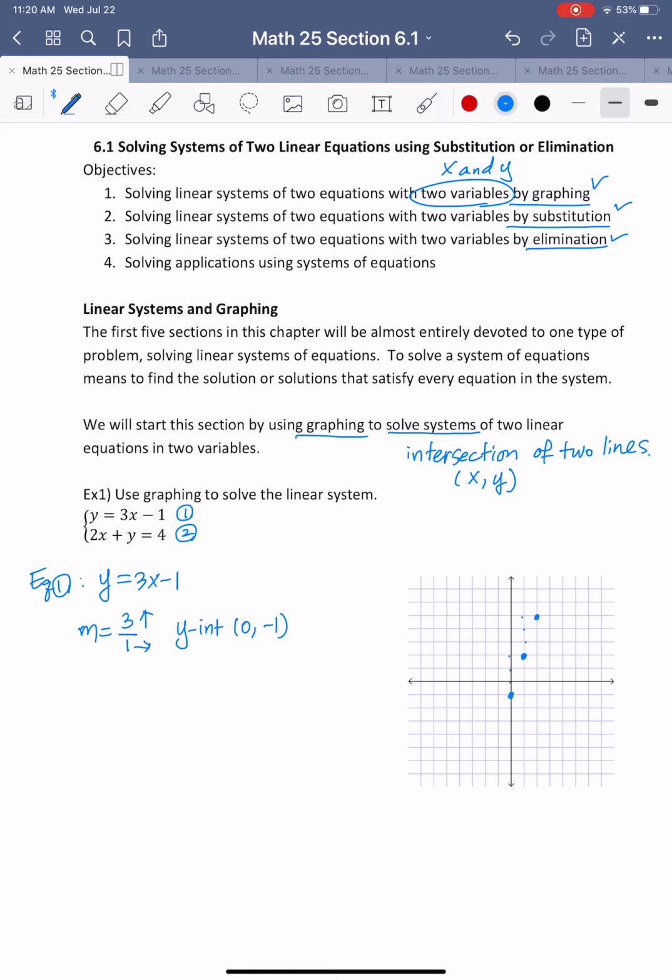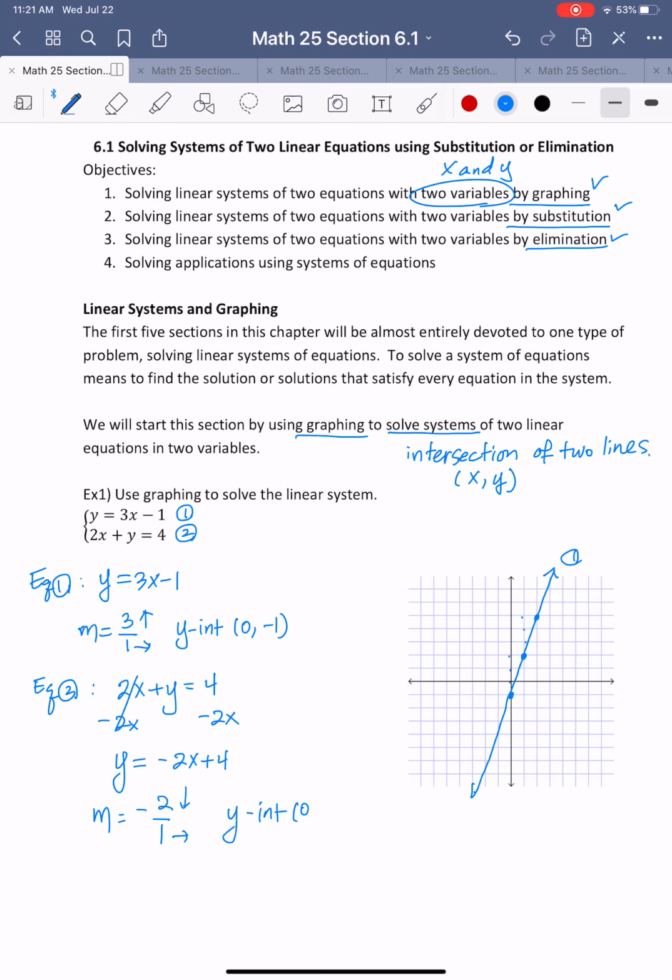That's the point. Let me connect it to make a straight line. That's the line of equation 1. Equation 2 is 2x plus y equals 4. You can just use the slope and y-intercept too. Subtract 2x from both sides, which gives y equals negative 2x plus 4. This time the slope is negative 2 over 1, which is down 2 and right 1, and the y-intercept is (0, 4).